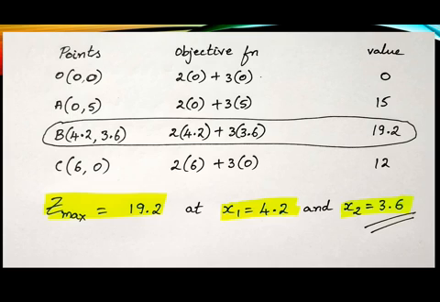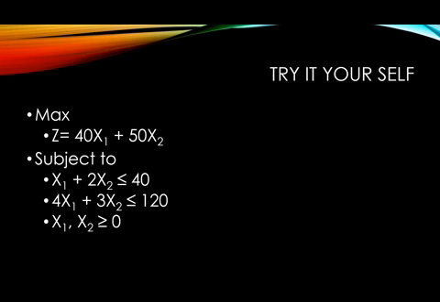Now, one more problem for you to try. You try it out. Maximization problem. Z is equal to 40x1 plus 50x2 subject to x1 plus 2x2 less than equal to 40, 4x1 plus 3x2 less than equal to 120, and we have the non-negativity constraint x1, x2 greater than equal to 0.